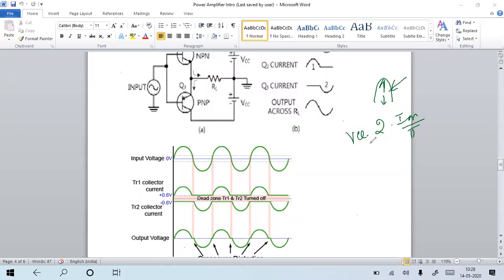But for the AC signal, we already know that it is Vm into Im by 2. Vm, the peak value of the output signal, is VCC. Again Im converted into peak value is VCC by RL, so VCC squared is required by 2 RL. So both are substituted. Finally, we are going to get pi by 4. That means we are getting 78.5%.